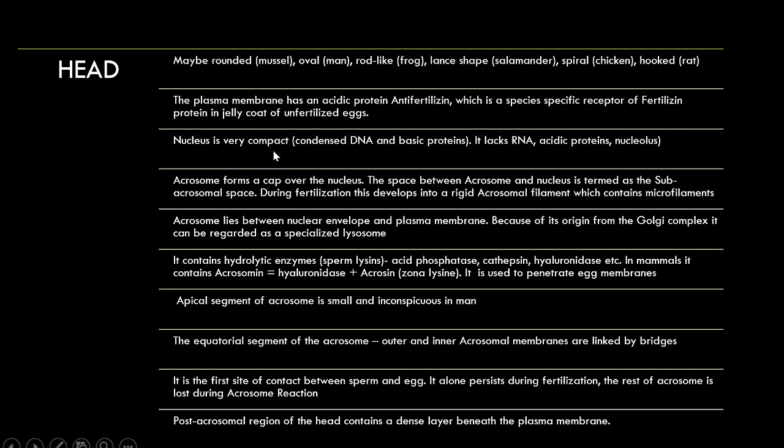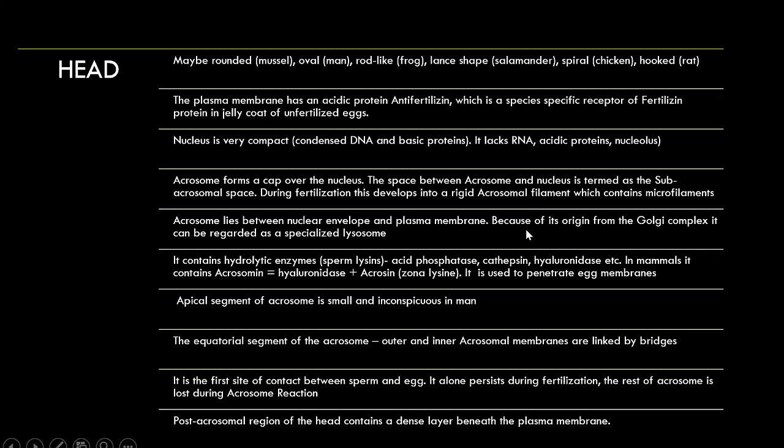The nucleus in the head is very compact, as we talked about earlier. It will have a condensed DNA and basic proteins. It does not have RNA, acidic proteins, or any kind of nucleolus. The acrosome forms a cap over the nucleus, and the space between the acrosome and the nucleus is called as the subacrosomal space. When fertilization occurs, this subacrosomal space develops into a rigid acrosomal filament which contains microfilaments.